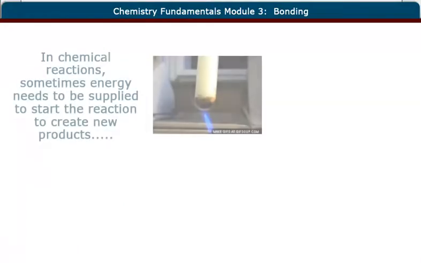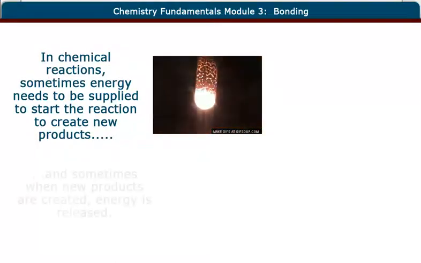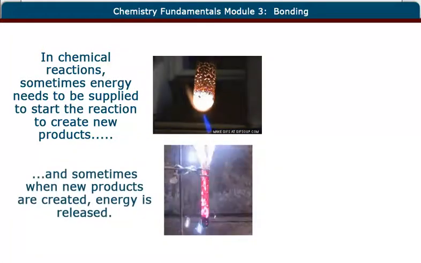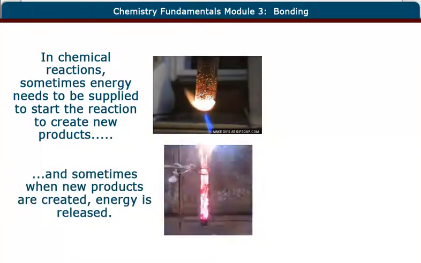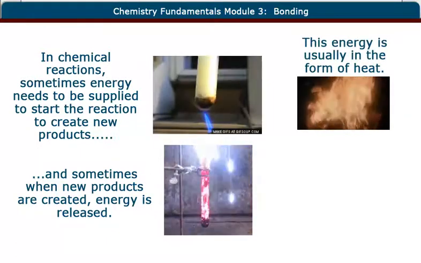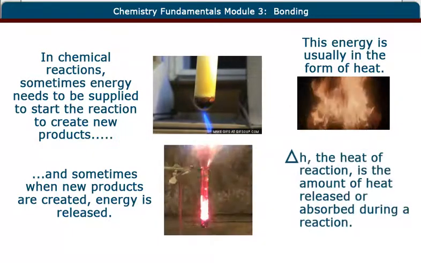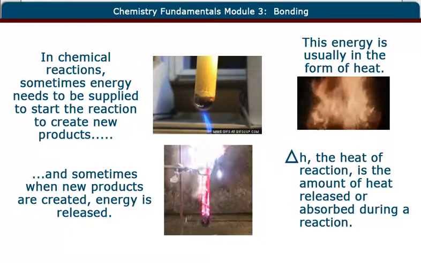In chemical reactions, sometimes energy needs to be supplied to start the reaction to create new products. And sometimes when new products are created, energy is released. This energy is usually in the form of heat. Delta H, the heat of reaction, is the amount of heat released or absorbed during a reaction.